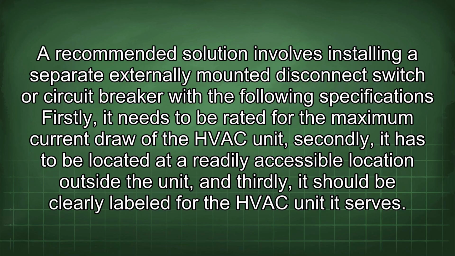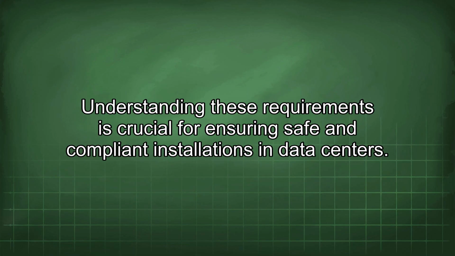A recommended solution involves installing a separate externally mounted disconnect switch or circuit breaker with the following specifications. Firstly, it needs to be rated for the maximum current draw of the HVAC unit. Secondly, it has to be located at a readily accessible location outside the unit. And thirdly, it should be clearly labeled for the HVAC unit it serves. Understanding these requirements is crucial for ensuring safe and compliant installations in data centers.